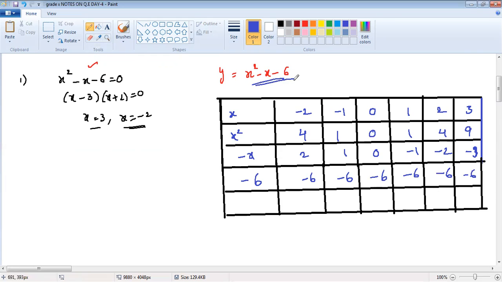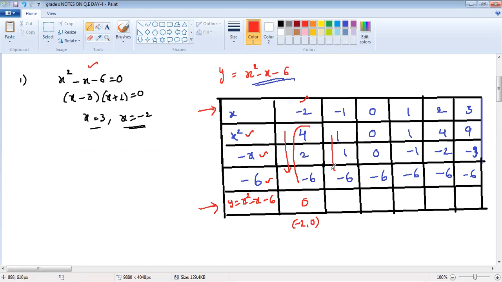Now, here is x square minus x minus 6. It means y is equal to x square minus x minus 6, so x square we got, minus x we got, minus 6 we got. If you add all this: 4 plus 2, 6. 6 minus 6, 0. Got it? So when you take minus 2, you are getting 0. So in the first row, last column, you please take minus 2, 0. Are you clear, Vaibhav?